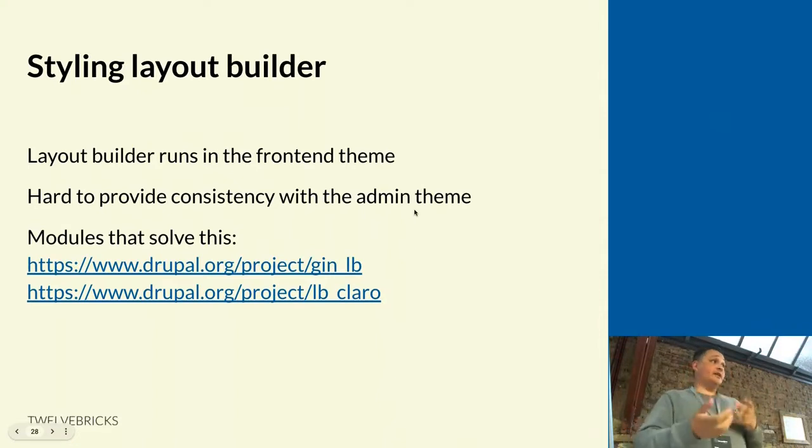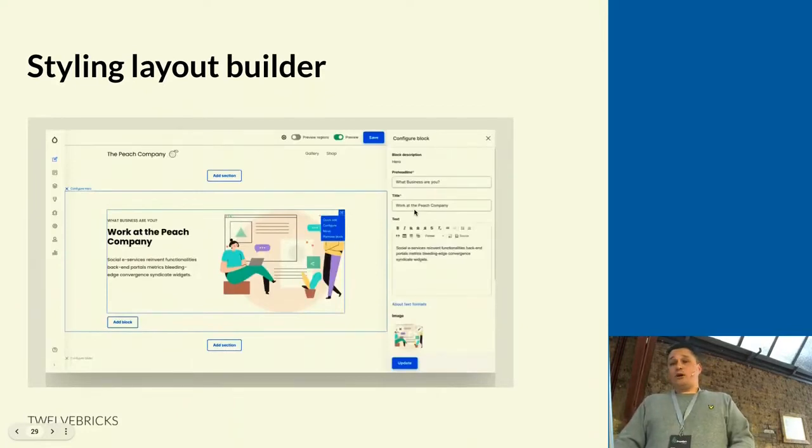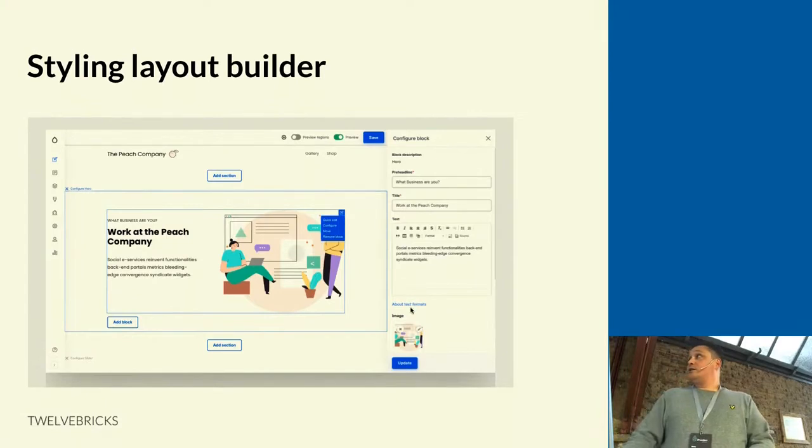It is very opinionated, and sometimes your front end and that module will be fighting, but it will solve a lot of your problems out of the box. This is an example of the Gin admin theme and the Gin Layout Builder module. As you can see on the right here, the complete form looks like it's a Gin form, even though this entire page is running in your front end. And the same is applied to this top bar, the buttons here, and the lines, and the contextual links, and stuff like that.